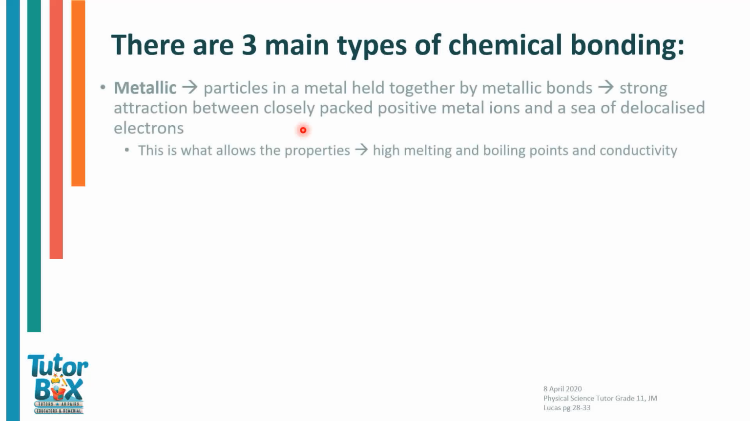Okay, so there are 3 main types of chemical bonding. So we have metallic, and this is when the particles in a metal are held together by your metallic bonds. It's a strong attraction between closely packed positive metal ions and a sea of delocalized electrons. This is what allows the properties of the metal to have a high melting point and boiling point, as well as be allowed to have the property of conductivity.